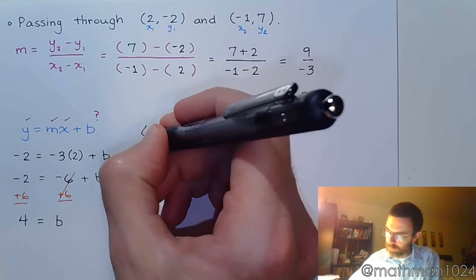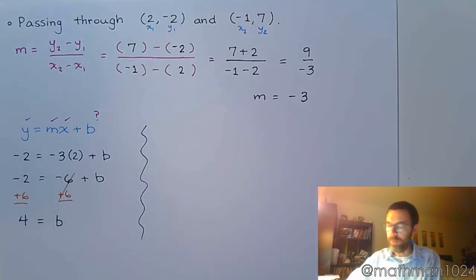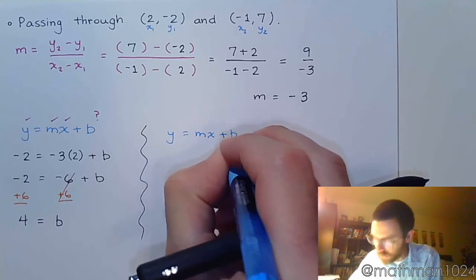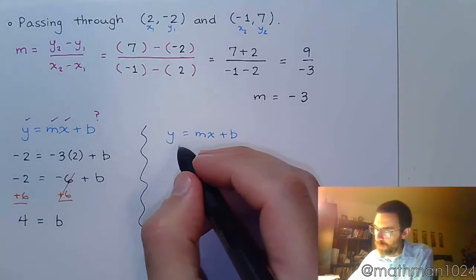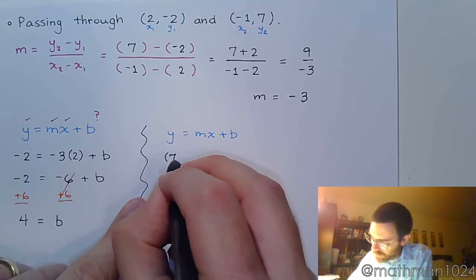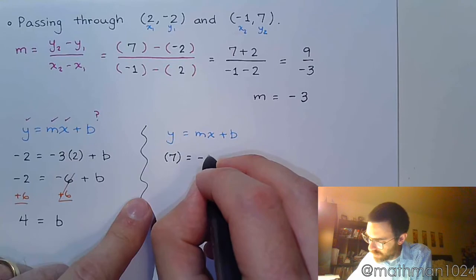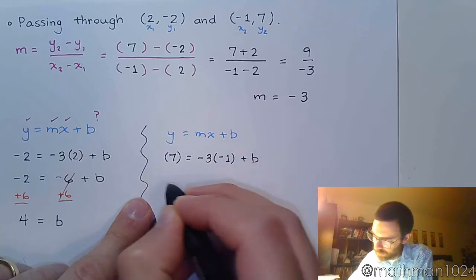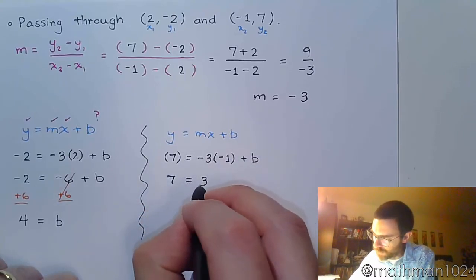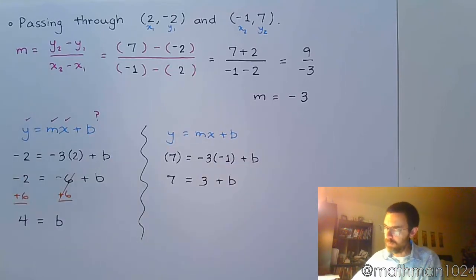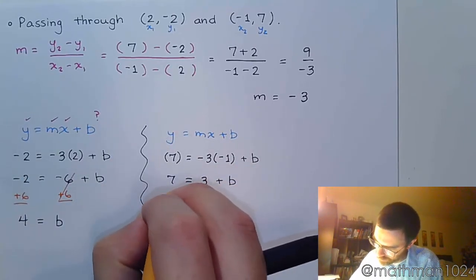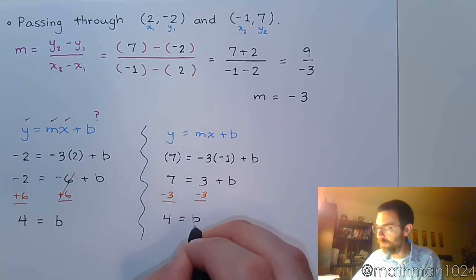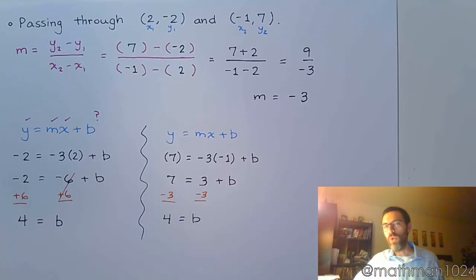Alright? Well, what if we do it the other way? What if we use the other ordered pair? Does it make a difference? Does it change the b value? So my y value is now 7. My slope is -3, and x is -1. Alright, so 7 is equal to +3 plus b. We subtract 3 on both sides, and we find that 4 equals b. It's the same thing. So it doesn't really matter which ordered pair you use.